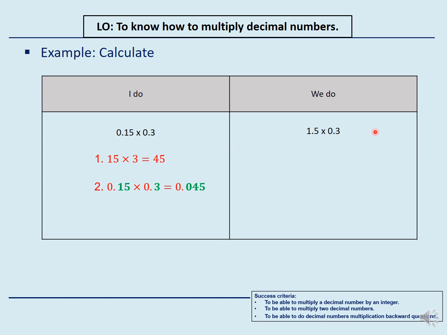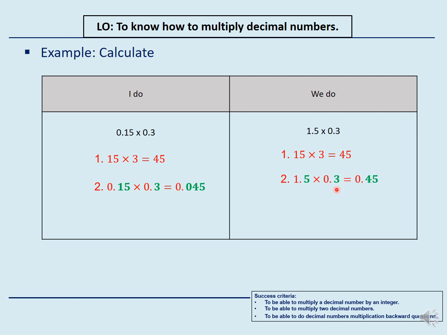For the video question, it's the same thing, isn't it? So first step, remove the decimal point. If I remove the decimal point, I have 15 times 3, which is 45. The next step was to count how many decimal places you have in total.